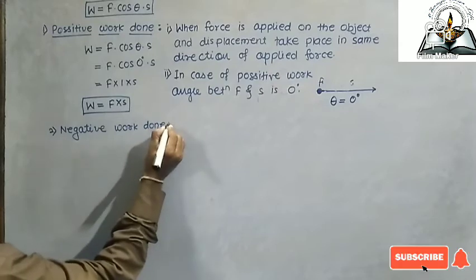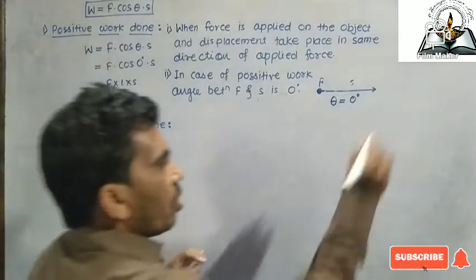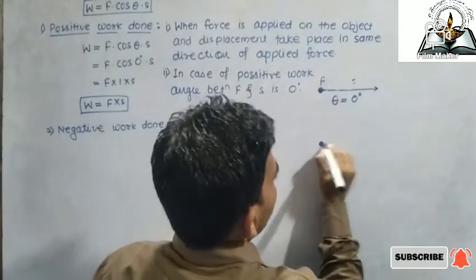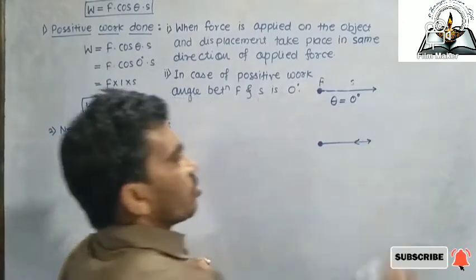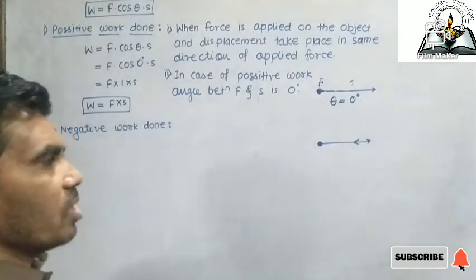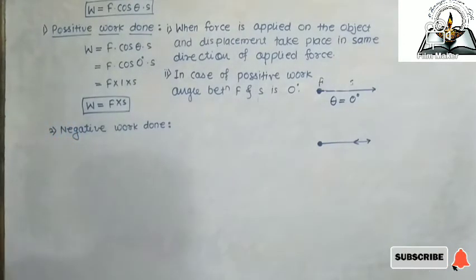When the force is applied on this object and displacement takes place in the opposite direction, then it is called the negative work done.